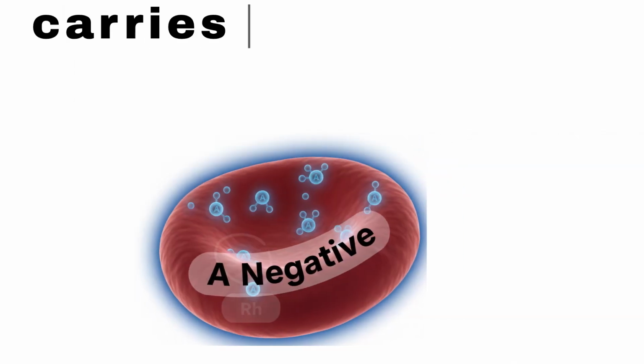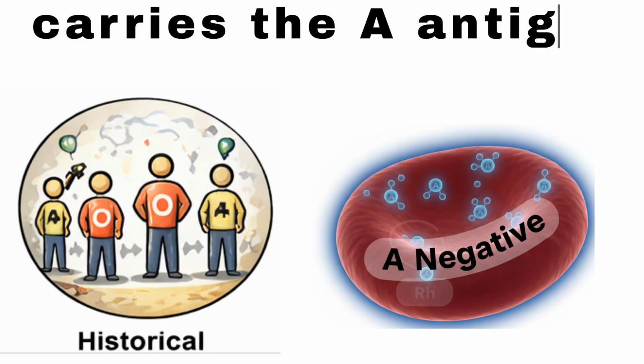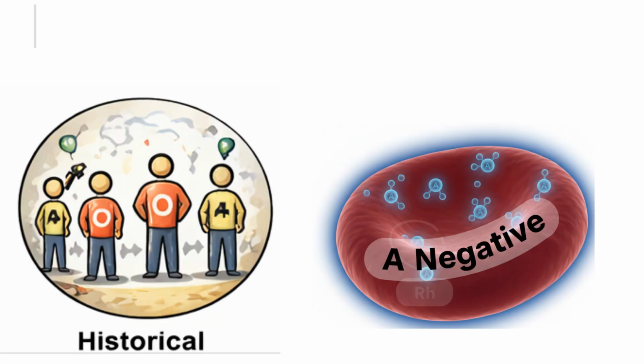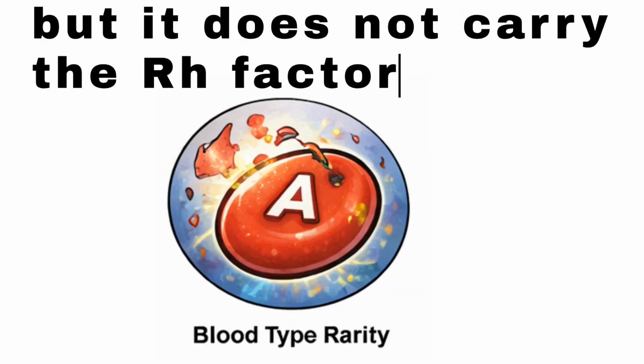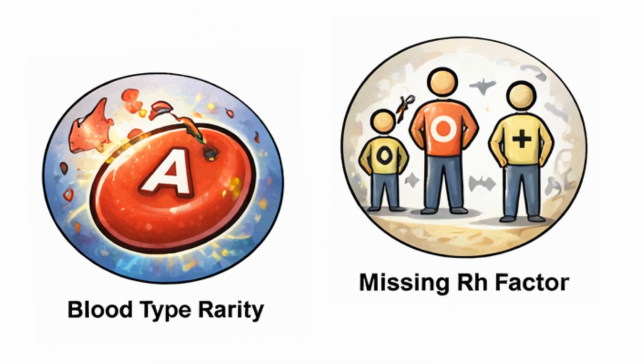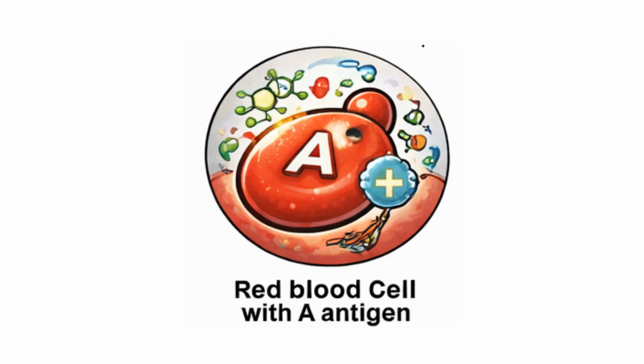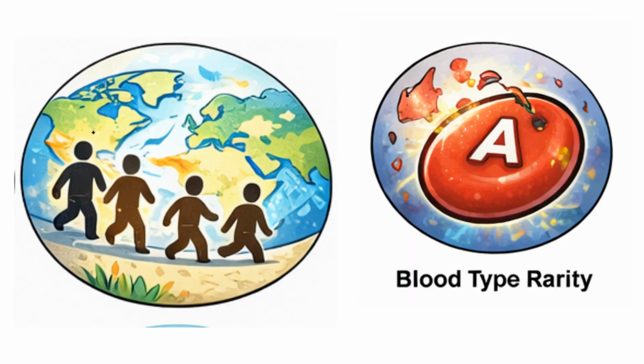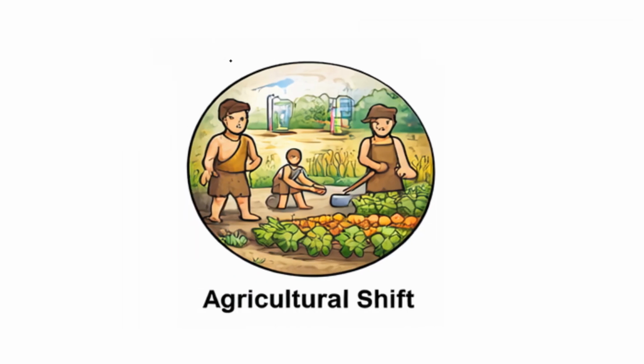A negative blood type carries the A antigen, but it does not carry the Rh factor. This small difference makes A negative much less common than A positive. The absence of the Rh protein is due to a genetic variation in the RHD gene, which prevents the Rh antigen from forming on the surface of red blood cells. Historically, the A blood group is believed to have emerged after type O, likely during the rise of agricultural societies.